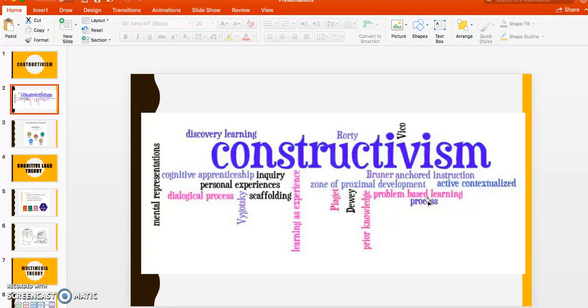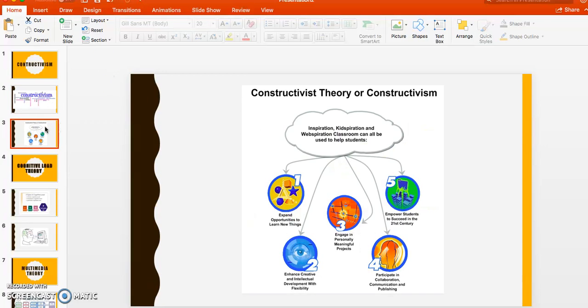So, for example, Professor Ingram would not directly tell us something, but maybe allow us to think about it ourselves and use our prior knowledge. And next this is a bubble of the constructivist theory and how it can be used to help students in the classroom and etc.